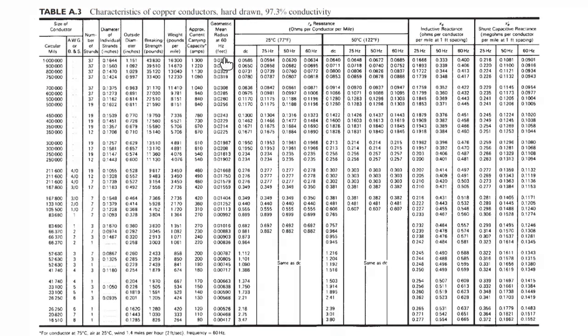Geometric mean radius, GMR, we'll discuss in chapter 5. And now here the resistance. This is our part for this chapter: the resistance for this topic. We have DC, 25 hertz, 50, and 60. As you can see, the DC is 0.0585 for this conductor, and then 0.0594, and as the frequency increases, 0.06, and then at 60, 0.0634. From 50 to 60, there is an increase of resistance.